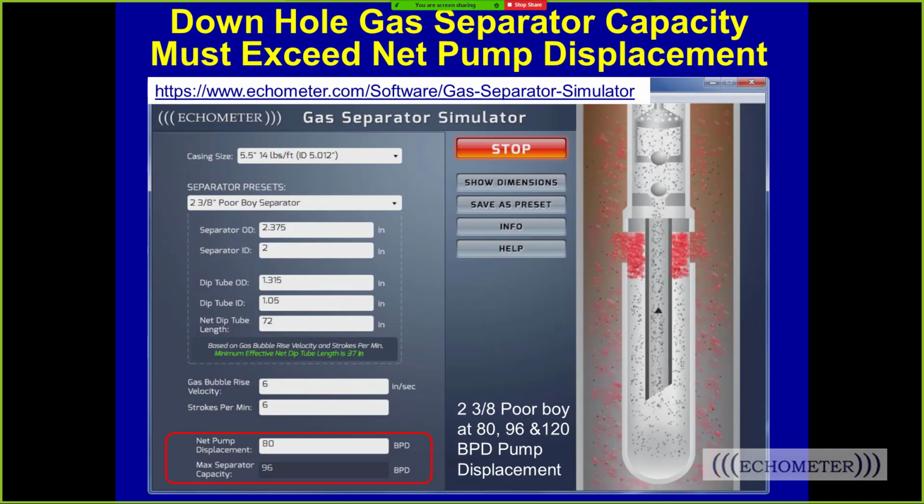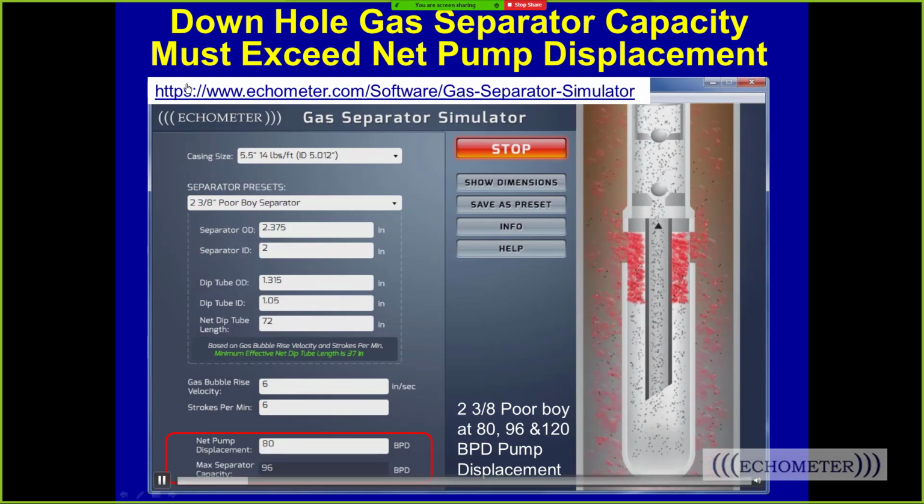Now, when you have incomplete pump fillage, you need to run a properly sized gas separator that has a capacity to separate gas that exceeds the maximum pump displacement. So on our web page, you can download a gas separator design program called the Gas Separator Simulator software. And you can enter the dimensions of your separator, and you can calculate the length of the dip tube and the capacity of the separator.